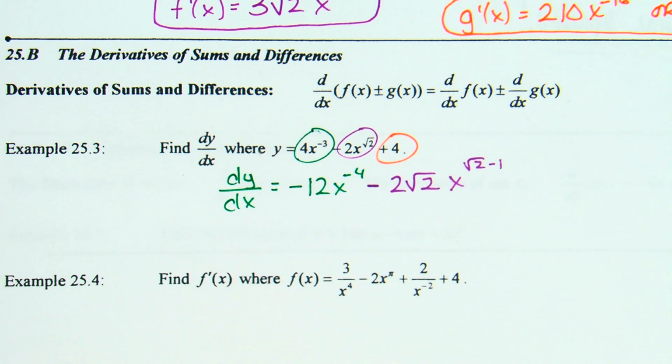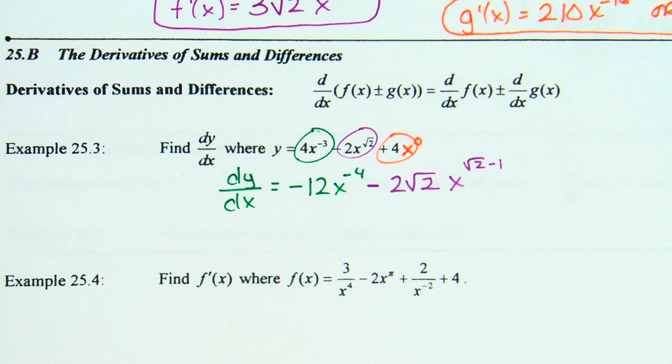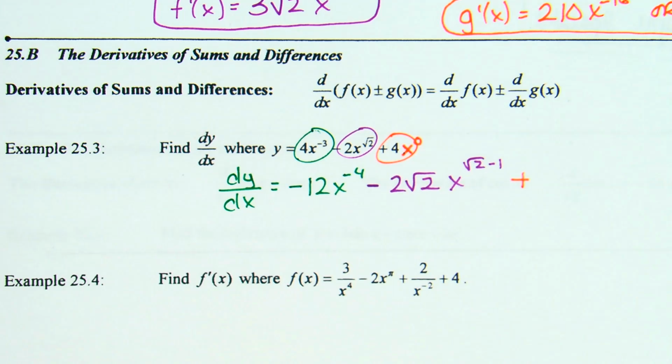Well, let me ask this question. What is x to what power beside that 4? When you have a constant, there's an invisible x to the 0. We don't say there's an invisible x to the first because that would be visible, right? There's an invisible x to the 0. And so what's going to happen when I take the derivative of 4x to the 0? You're going to take that power of 0 down, right? And multiply, and 0 times anything is just going to make it 0.